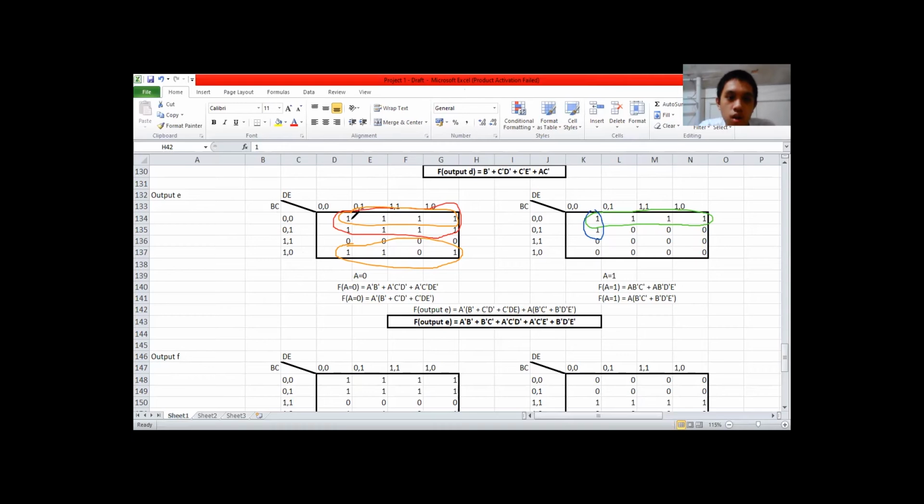Focusing on the orange group, A is 0, B changes from 0 to 1 and is cancelled, C is constant, which is 0, literals D and E are changed, therefore they are cancelled. Therefore, it will become A. It will become A ANDed with C. Wait.